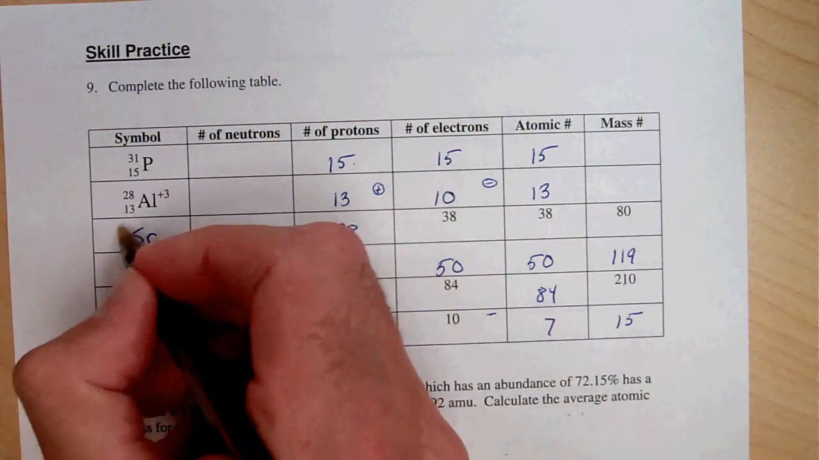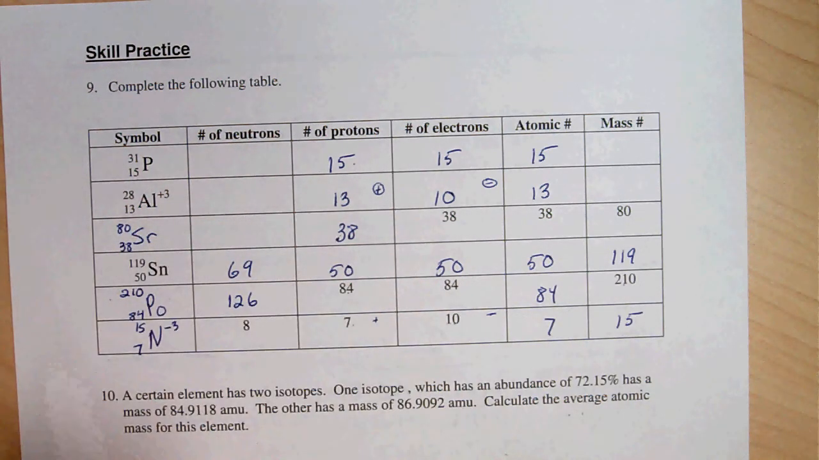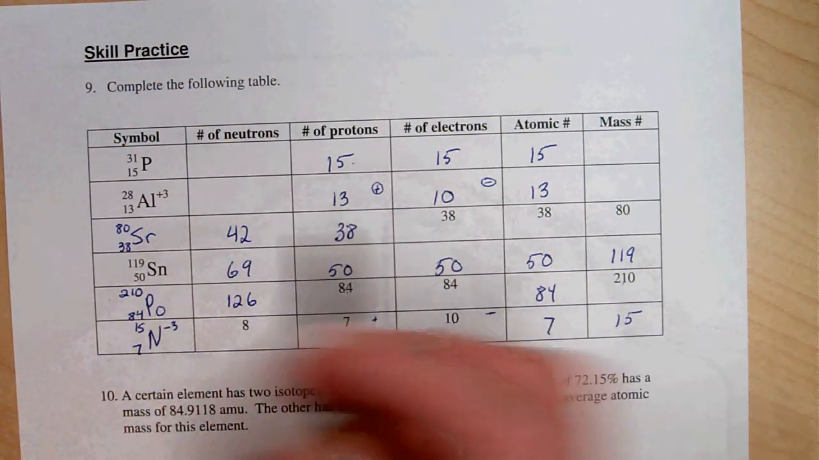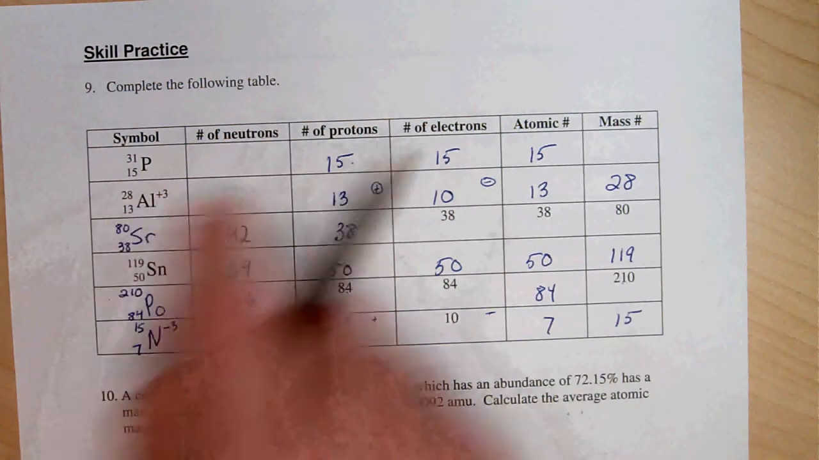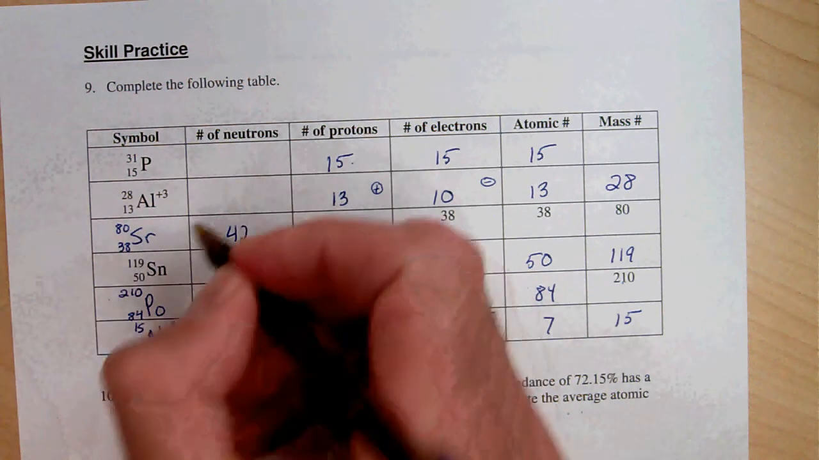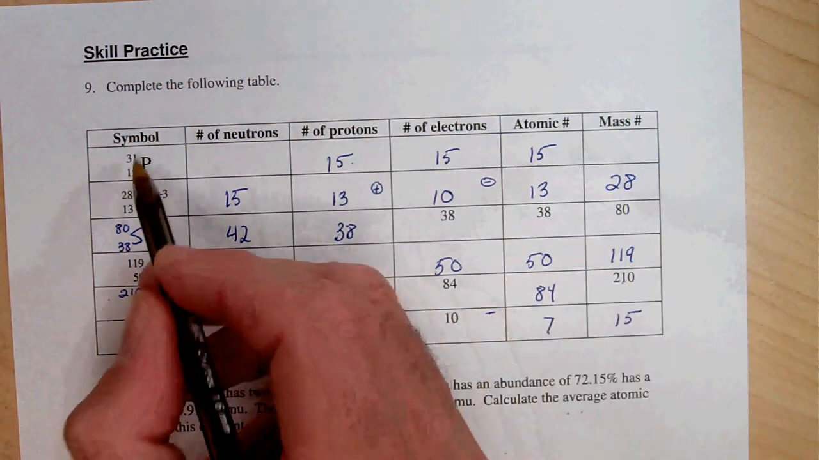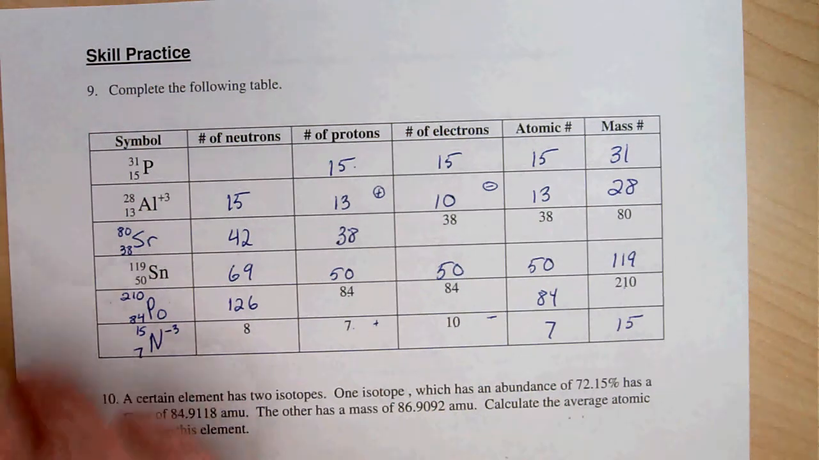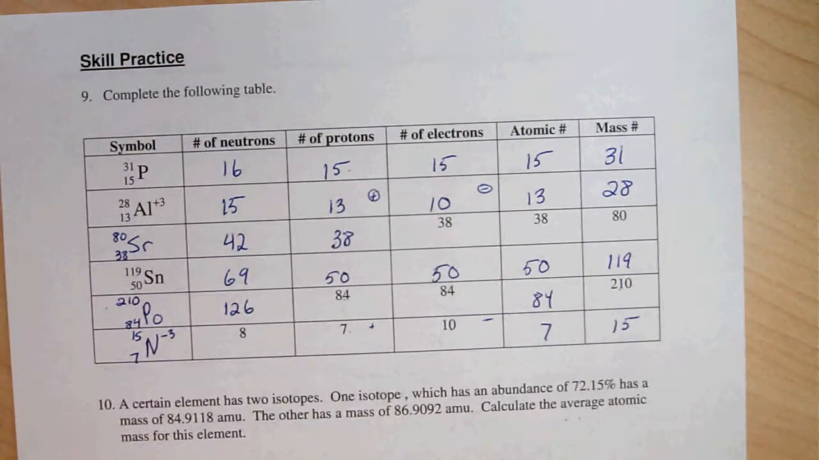80 is the mass number, so 80 goes here. 80 minus 38, 42 neutrons. Mass number 28, 28 minus 13 is my number of neutrons, 15. And then I have 31 in my symbol. 31 is my mass number. 31 minus 15 is 16 neutrons.